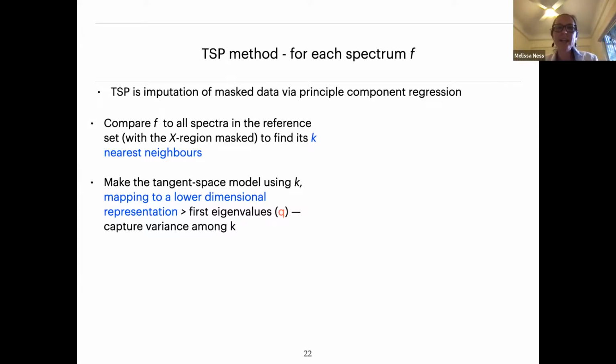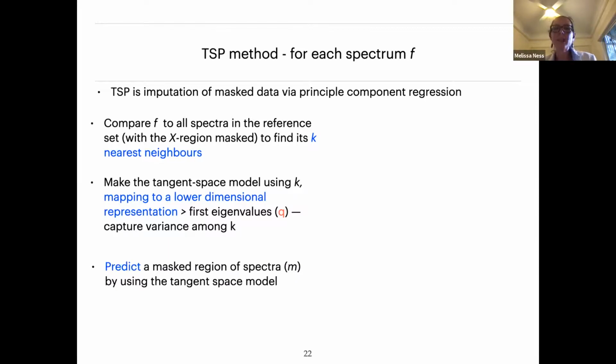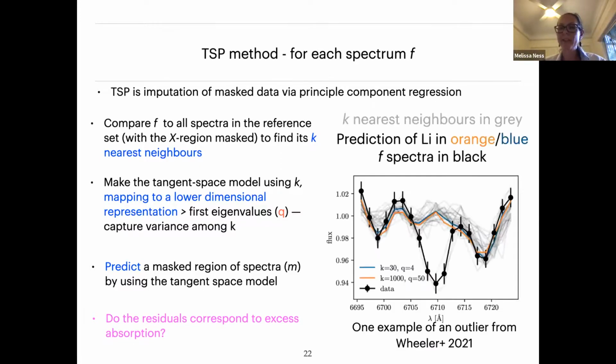You take those first eigenvalues, which we call Q, that's our second hyperparameter that we set, and you can use them to create a model that you use to predict your mass region of spectra. And you ask, do the residuals of my prediction compared to my data correspond to excess absorption? So this is an example of an outlier from Adam's work in the lithium region line.